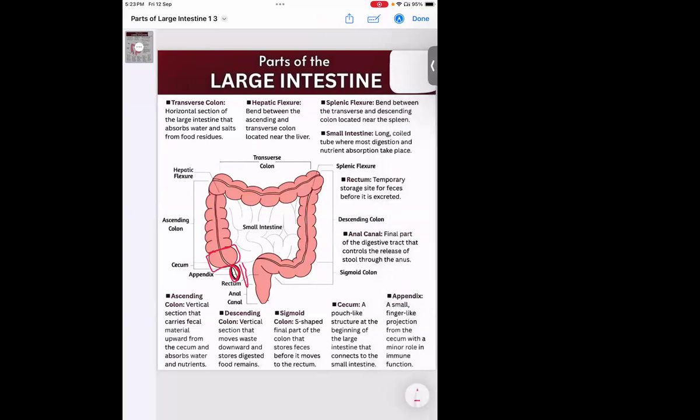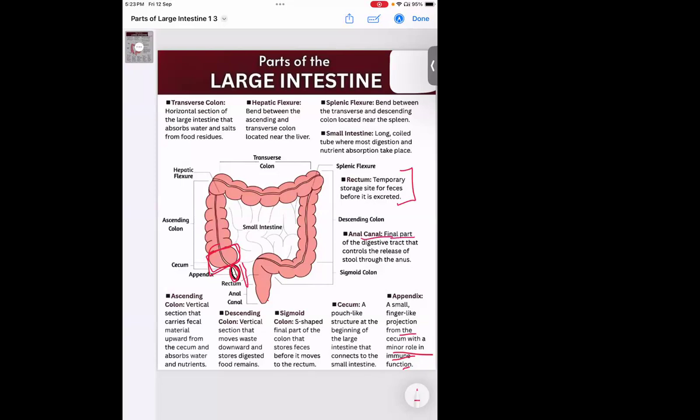It's a small finger-like projection from the cecum. So this is the cecum, and from the cecum a finger-like projection comes out, with a minor role in the immune function. Though it plays a very small role in the immune function, if the size of the appendix increases, it creates problems in the person's body. It starts paining. And then the waste goes to the rectum, where it is stored temporarily before it goes out of the body.